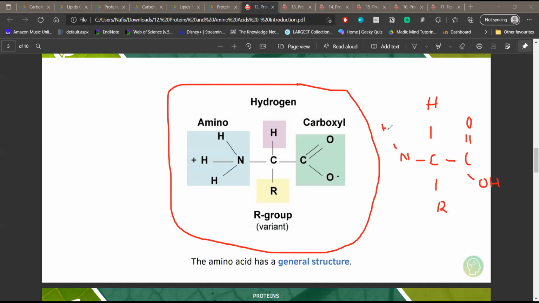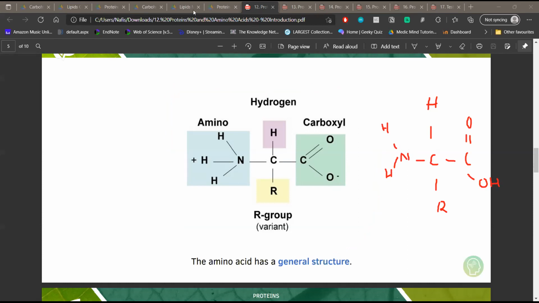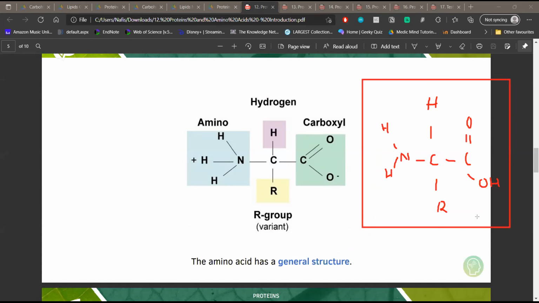It's more to do with the ability of an amino acid to act as a buffer, but you don't need to know that for your biology spec. What you need to be able to draw and to be aware of is this structure. So remember, the R group is the variable group.